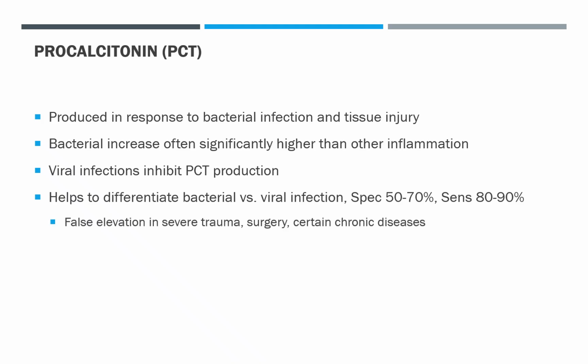Some things to watch for on this: a false elevation could also happen from severe trauma or surgery and certain chronic diseases because of the inflammatory processes associated with them. And then a false negative could happen in localized bacterial infection. So it's just a pocket in the leg or something, so it doesn't cause a systemic response, creating a rise in procalcitonin.